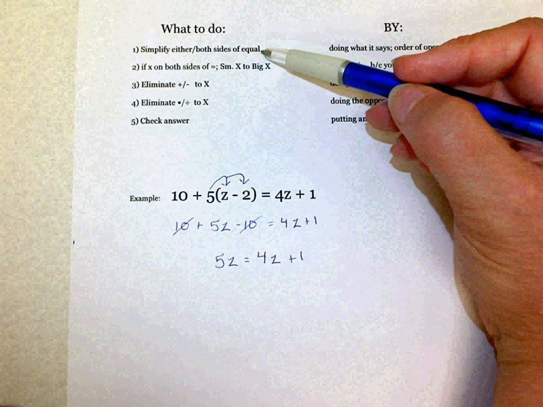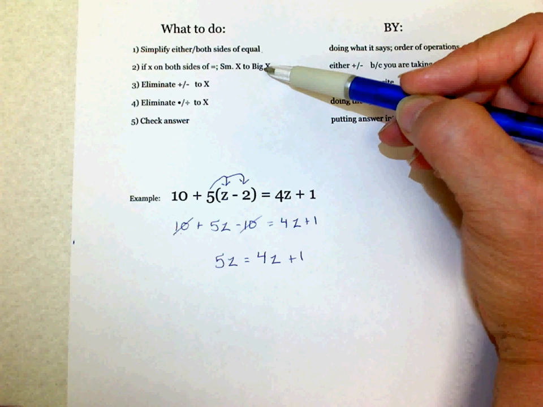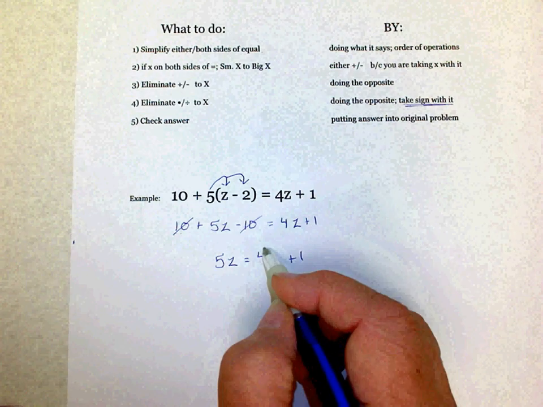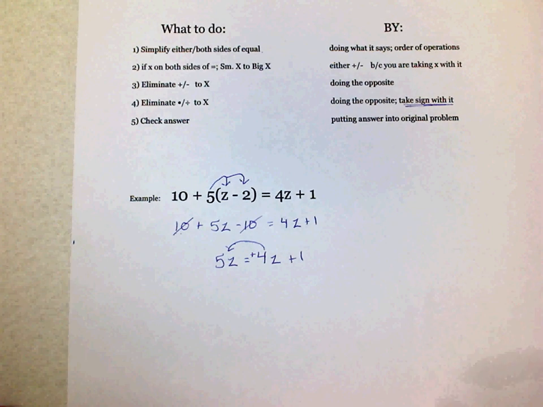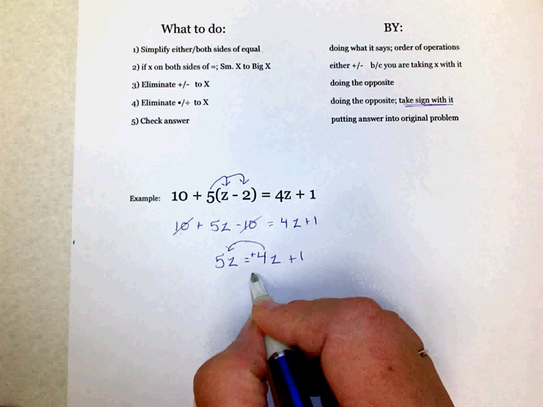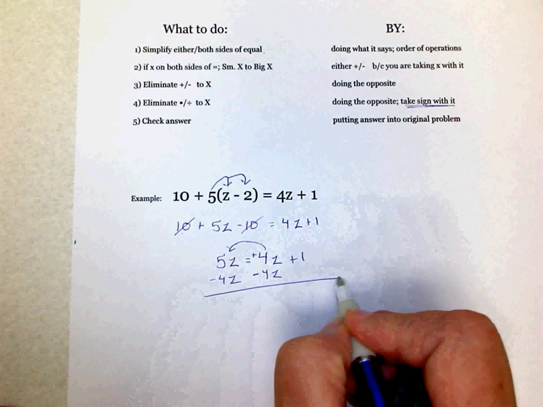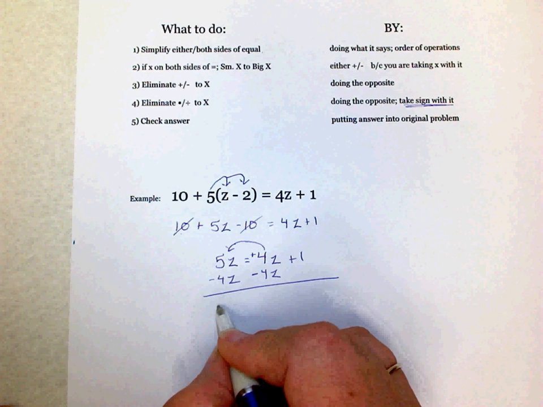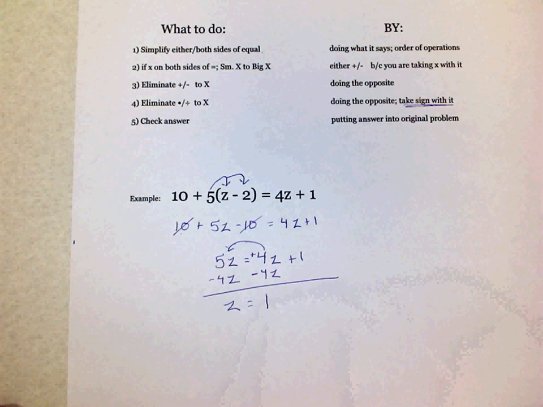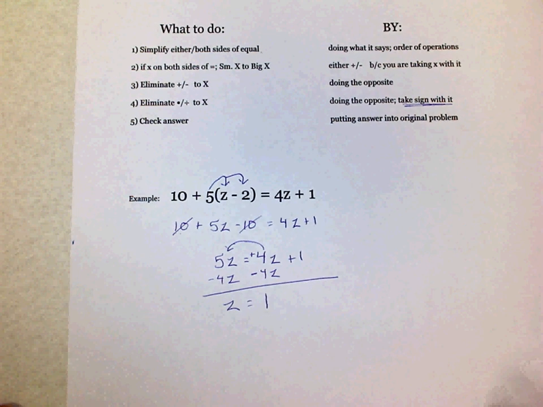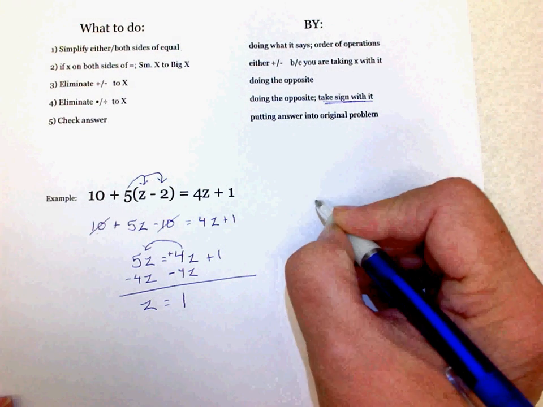So we've simplified. Now we have to deal with, there's a z on both sides. So small z to big Z. It is a positive value, so the opposite of adding would be to subtract the 4z from both sides. And then we get 1z, or just z, equals 1. In this case, we happen to be done. But I want to choose one where we're not quite done. So I'm going to make up another one.